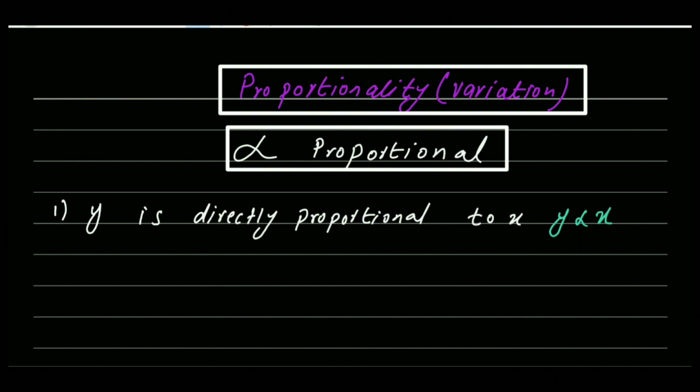Let me tell you one important thing. If y is directly proportional to any variable, that variable will be in the numerator. If y is inversely proportional to any variable, that variable will be in the denominator. After that, we will write y is equal to k of x. We will make the equation of this statement.